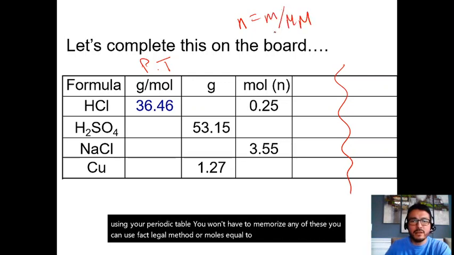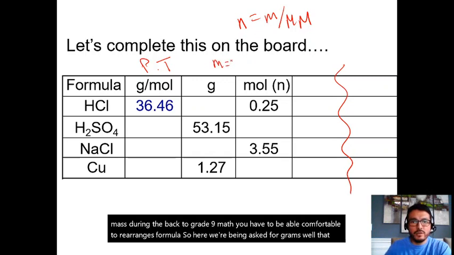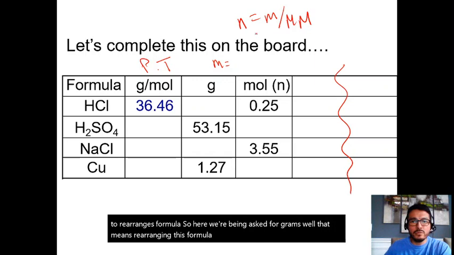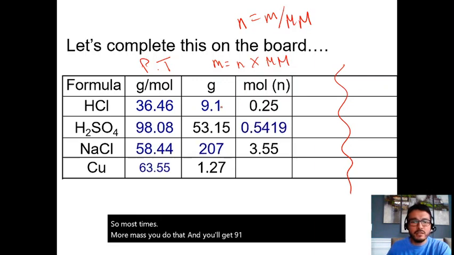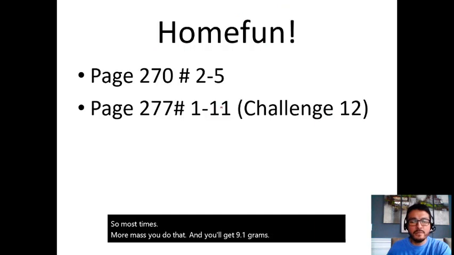Then back to grade 9 math, you have to be comfortable to rearrange this formula. Here we're being asked for grams. That means rearranging this formula, which just means moles times molar mass. You do that and you'll get 9.1 grams. Practice this if you'd like, test yourself. This is posted online for you, and that's it.